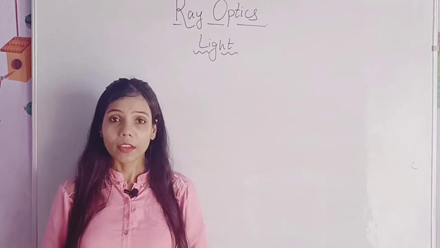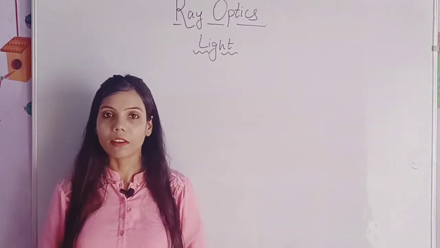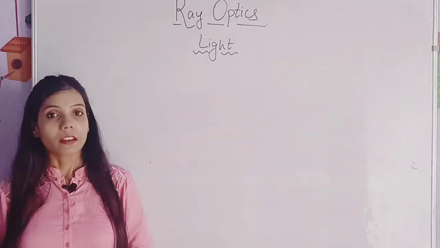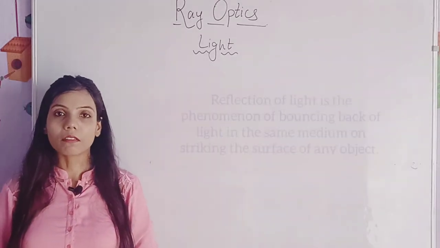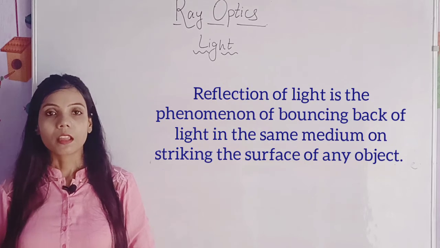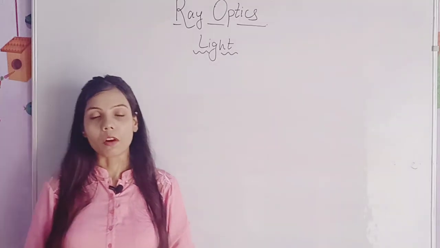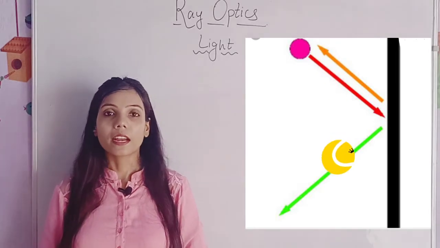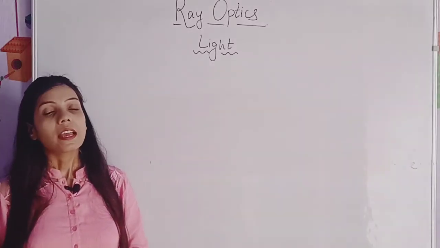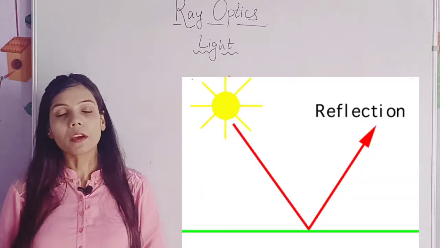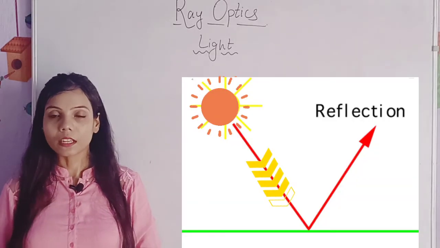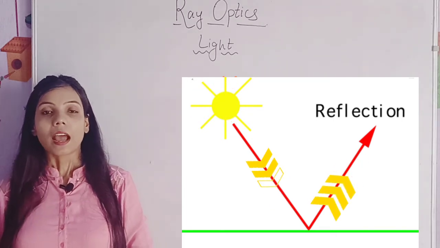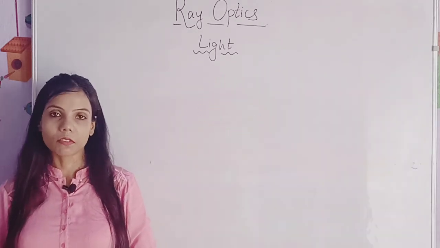So we talked about a very important phenomenon of light, which is reflection. Let us talk about reflection in more detail. Reflection is defined as the bouncing back of light in the same medium. For example, if you play with a ball and if you throw the ball against a wall, you will find that it will bounce back. In the same manner, when the light coming out from a source strikes over a surface, then that surface will bounce back the light. And this phenomenon is known as reflection of light.